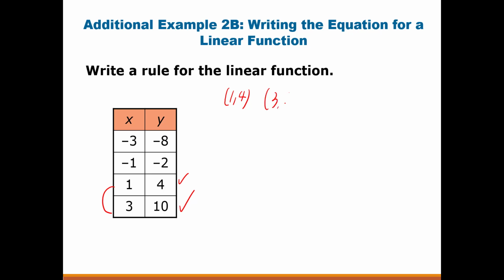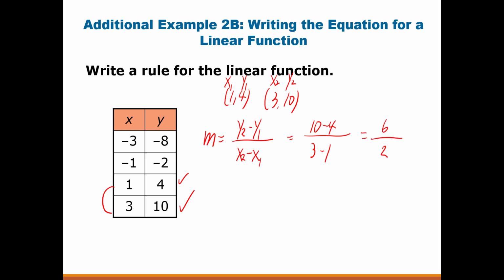1, 4, and 3, 10. Take those 2 ordered pairs and label them x1, y1, x2, y2. Slope is equal to y2 minus y1 over x2 minus x1. Replacing with the given numbers, we get 10 minus 4 over 3 minus 1. 10 minus 4 is 6, 3 minus 1 is 2, so we get 3. To find the equation now, we're using point-slope form.